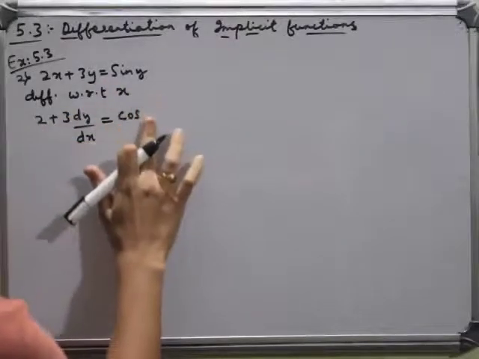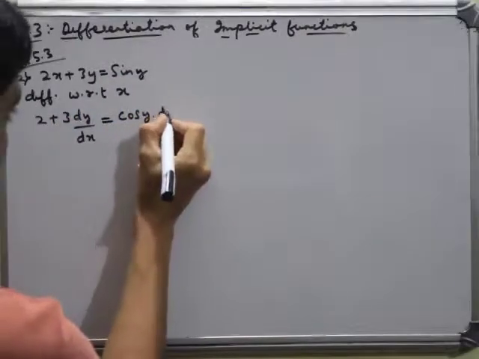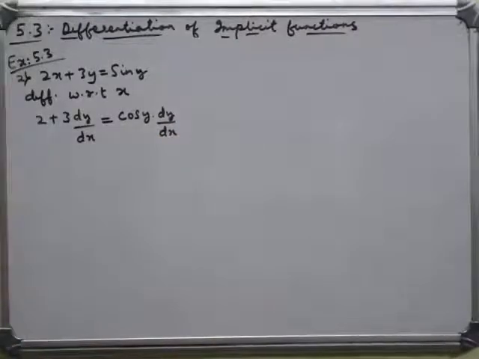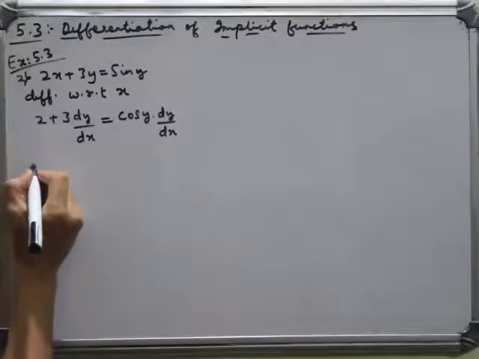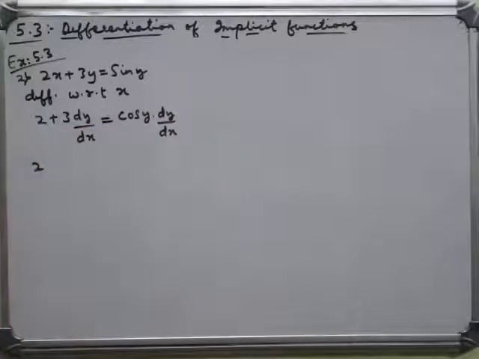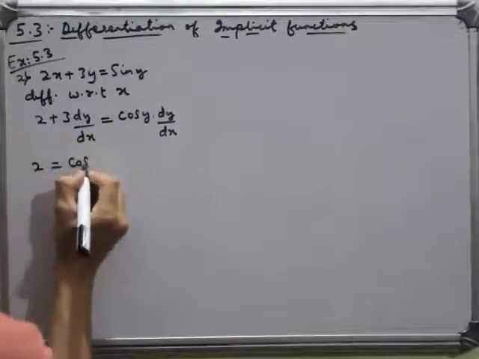Here we have sin y. So differentiation of sin y will be cos y into dy by dx. Okay. So from here what you have to do is just simplify the terms. Let this 2 be as it is. I will send this to RHS. So cos y 2 is equal to cos y.